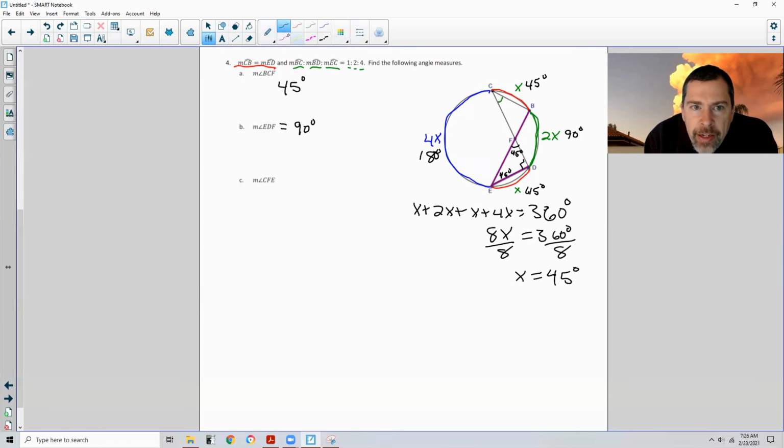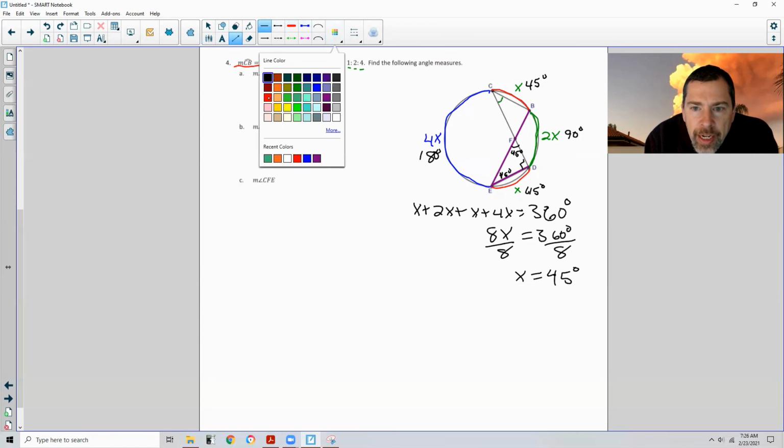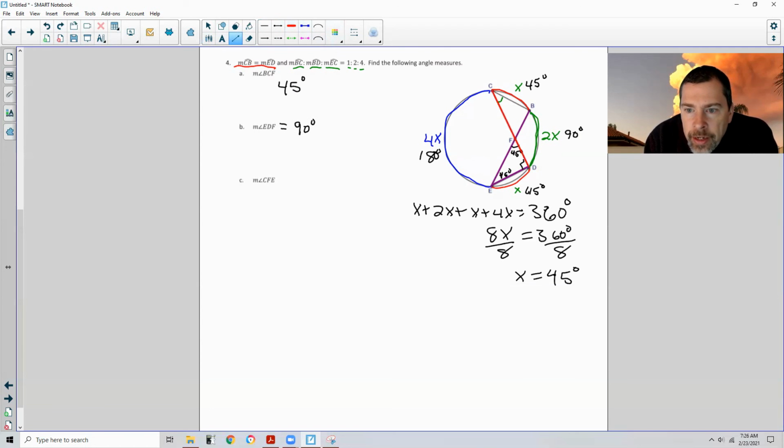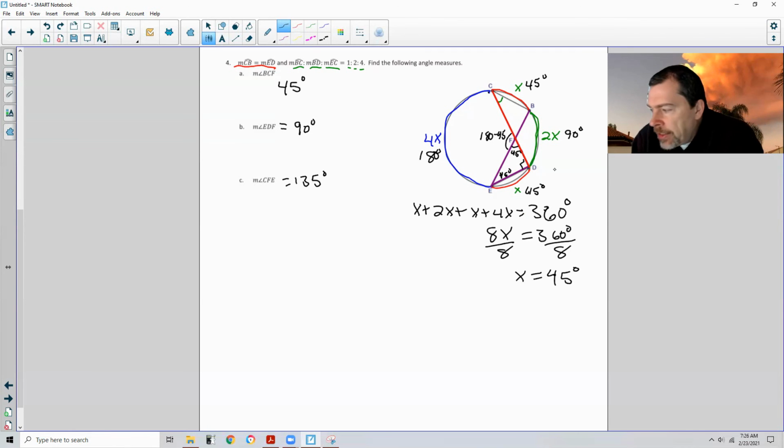And then, lo and behold, we have a straight line. So it's a straight angle of 180 degrees. And CFE is right here. Well, if this is 45, this is 180 minus 45 because it forms a straight angle. That would be 135 degrees. So 45, 90, and 135.